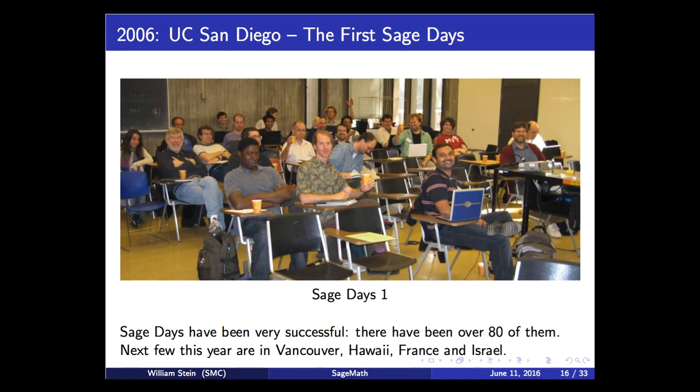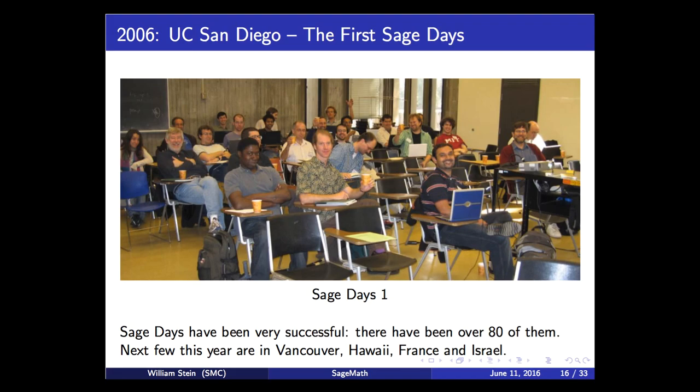And it was the first Sage Days conference, and we had leaders of various open source projects like GAP and IPython and so on give talks, and other people gave talks. We had lots of coding sprints, and this is the first one, but it's been a very successful conference series. We've had over 80 conferences since then.